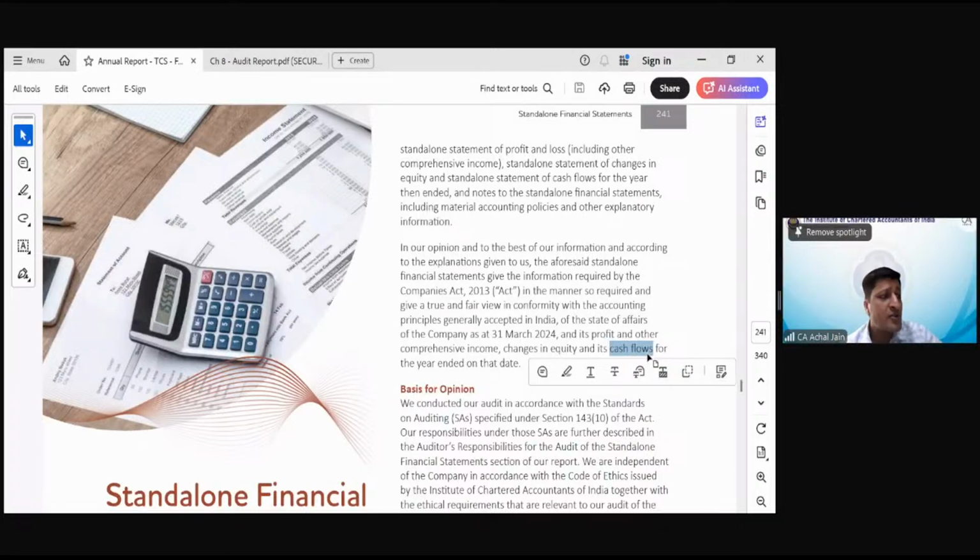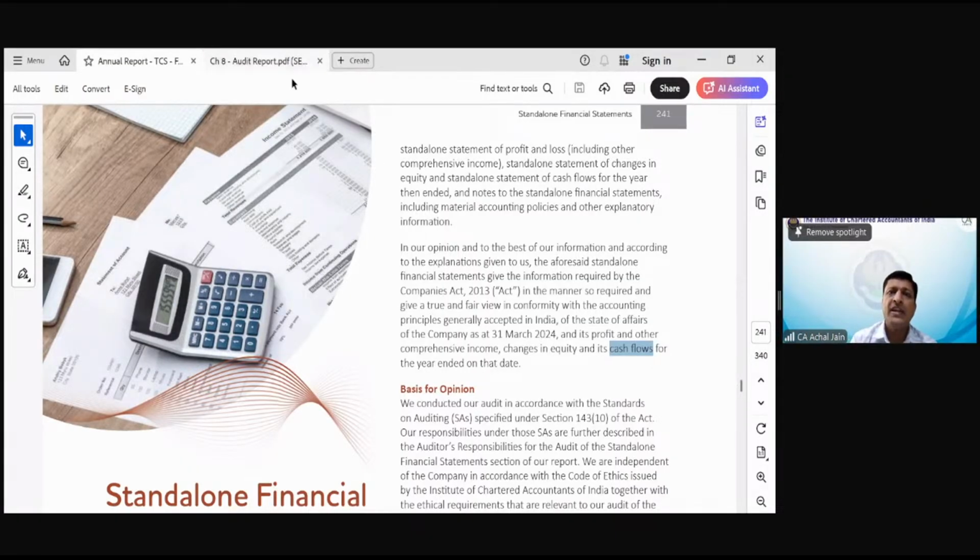Understood? Understood as to what is required to be done in case of the opinion para? Over to you. Everyone clear on this? As to what is required to be done on the opinion para? Yeah? Clear? Everyone clear?